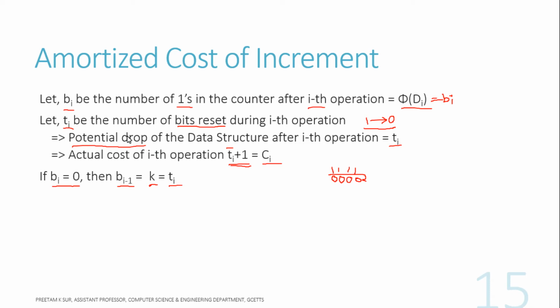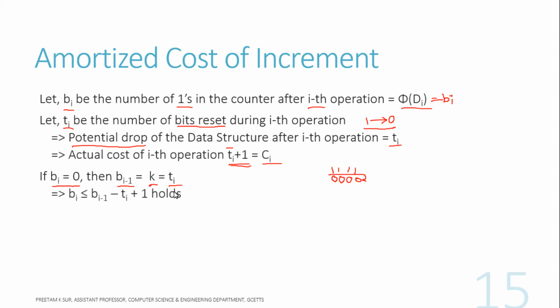We are considering ti as the number of bit resets, that is, the number of ones that are converted to 0. So if bi is equal to 0, it means that prior to this ith increment call, all the bits were set to 1. Then we perform this increment call and it resets all the bits, converting them from 1 to 0. So the value of ti is going to be the number of bits in the counter, which is k. So bi minus 1 is equal to k, which is equal to ti.